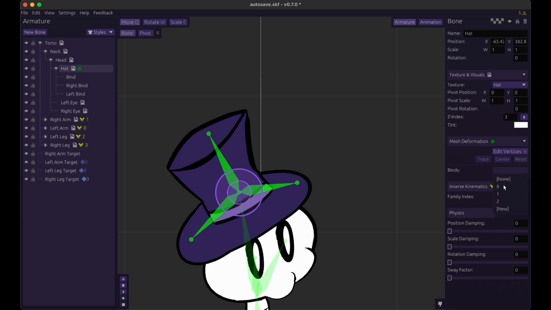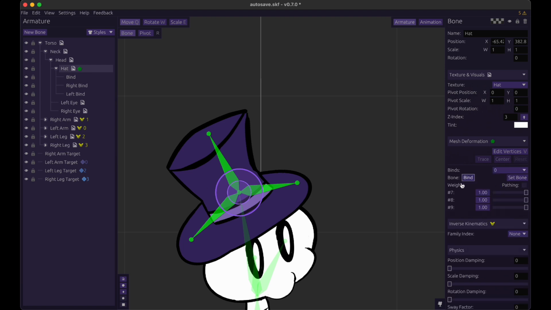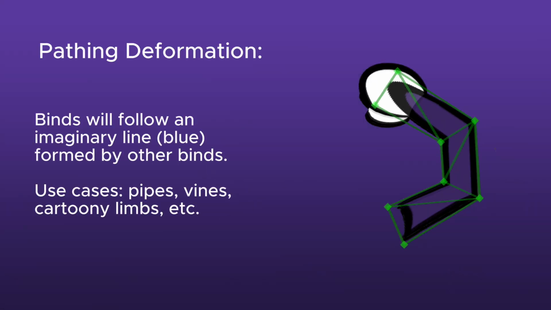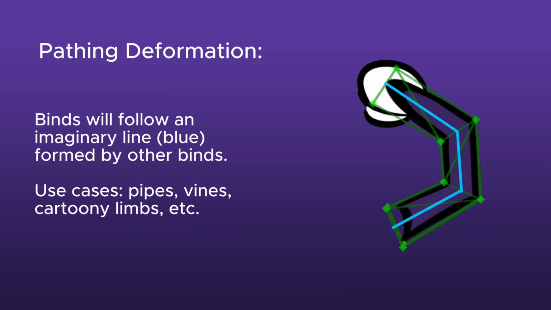If you choose any bind in the right side section, to the right side of the weights label, you'll see that there's a peculiar option called pathing. You may be wondering what exactly this does. Pathing requires more than one bind, but it's basically like an imaginary line that goes around each bind, making it so that the vertices will follow along that imaginary line. You can use this for things like pipes, rubber hose limbs, vines in a forest, or anything similar like that.